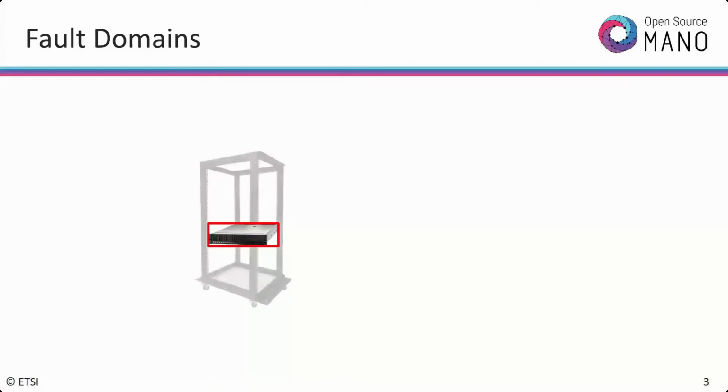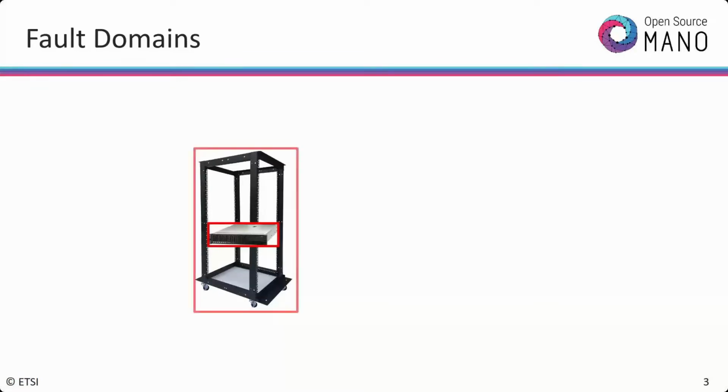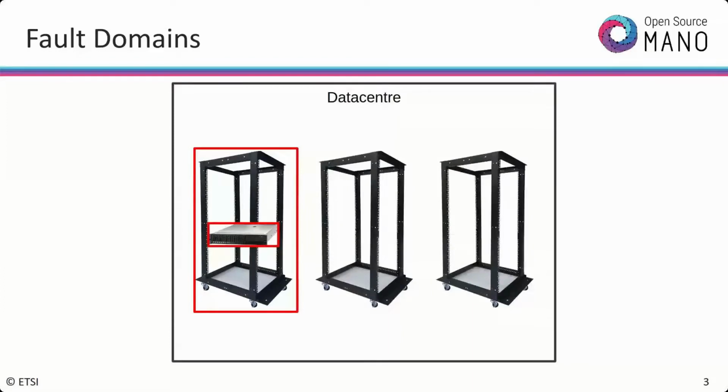So maybe what we want to do is put it into a rack, and we'll have multiple servers in that rack. But guess what? That rack is also a fault domain. Somebody could have been moving some equipment around in the lab and accidentally backed a forklift into the rack and took the entire rack out. So maybe we want to put multiple racks in a data center and spread these VMs out so that they're all across the data center.